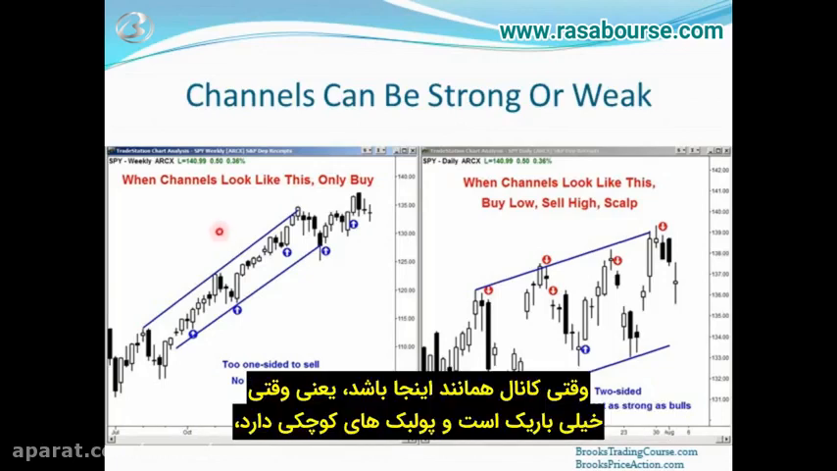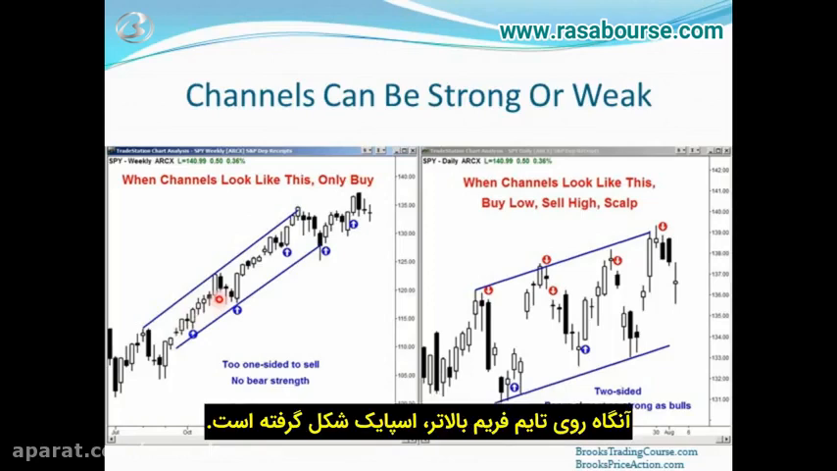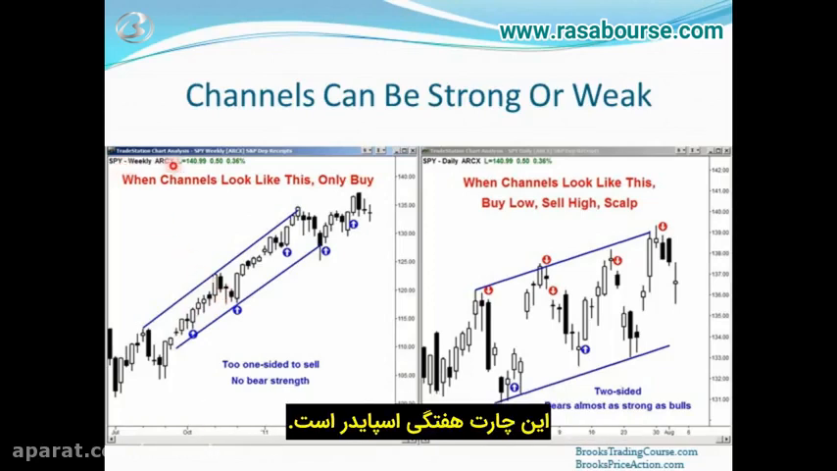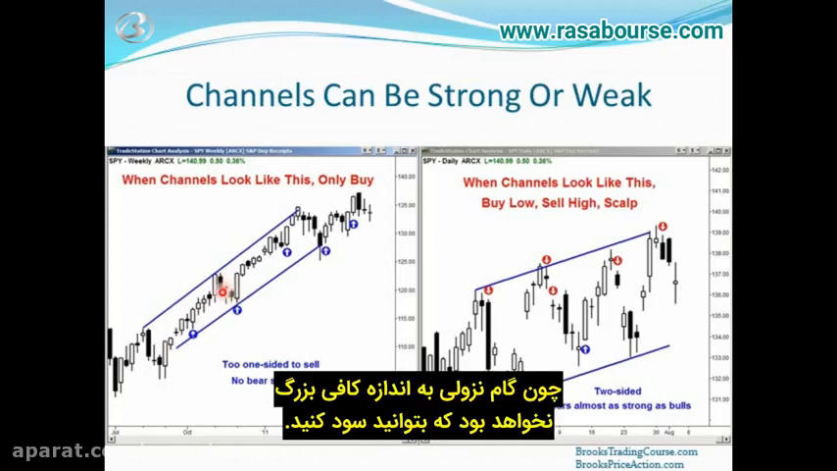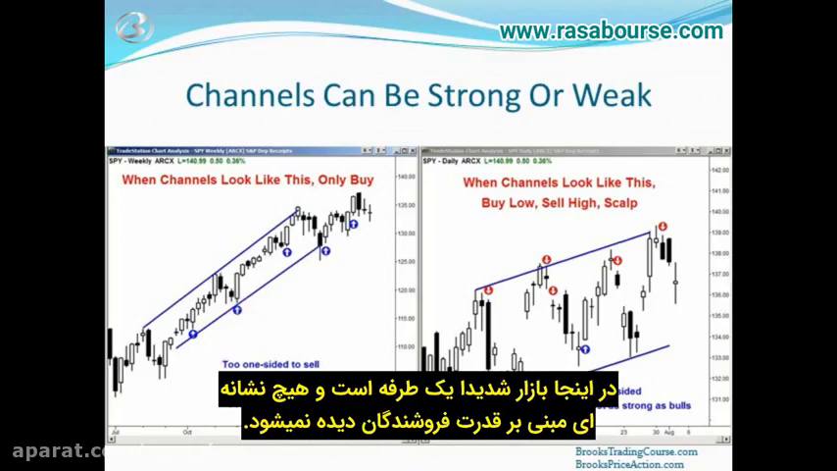When channels look like this, very tight, very small pullbacks, they're spikes on higher time frame charts. This is the weekly S&P, the weekly spider. When channels look like this, only look to buy. Don't worry about taking shorts. You won't make money on the shorts because the sell-offs won't drop far enough to make a profit. This is too one-sided and has no significant bear strength.